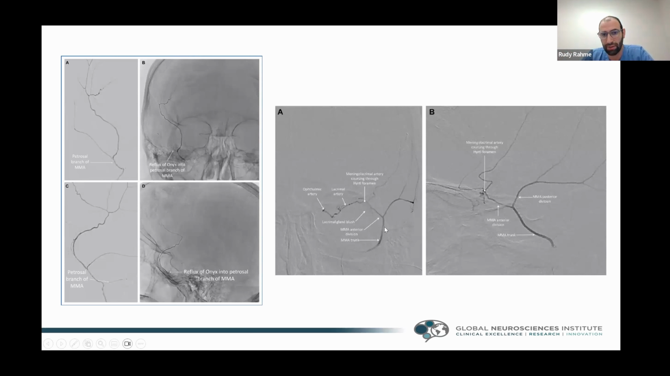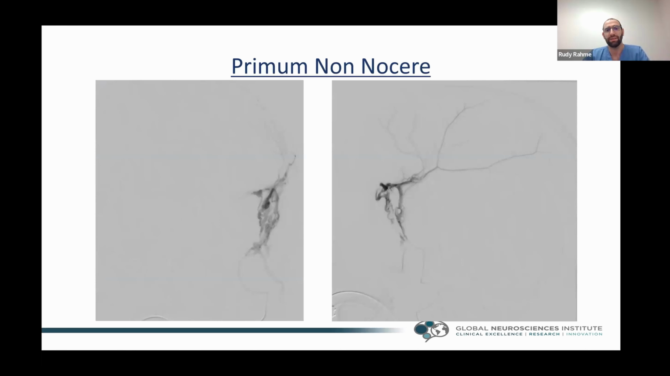This is another example. This is the middle meningeal artery coming normally out of the external carotid, the internal maxillary, but you can see clearly here through the lacrimal artery, and it goes to the ophthalmic artery. So embolizing this will lead to the occlusion of the central retinal artery and lead to permanent blindness in that eye.